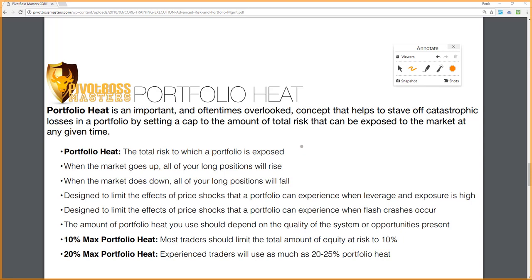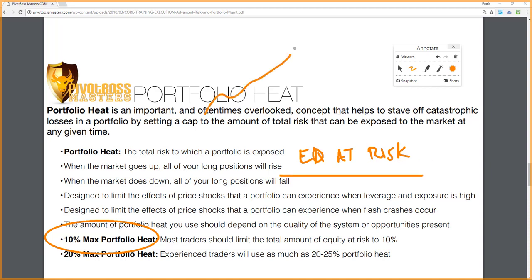Good question. Max portfolio drawdown. That is not the same. The max heat would refer to the amount at risk. So the equity at risk right now, that's your heat. The max portfolio drawdown is about how much the equity drew down as a whole during that portfolio sim. So it's a little different.